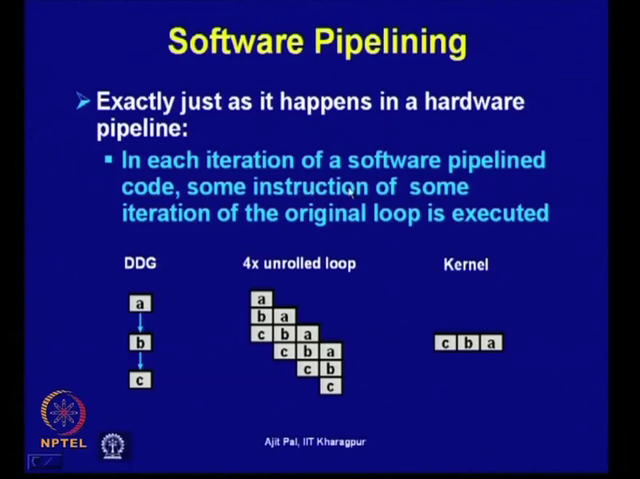That means in each iteration of a software pipeline code, some instructions of some iteration of the original loop are executed. So, this is what I have explained. We form a kernel which can be executed in the form of a loop. And this is essentially software pipelining. Let me illustrate this with the help of an example.